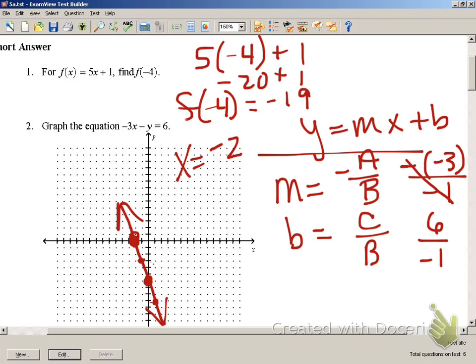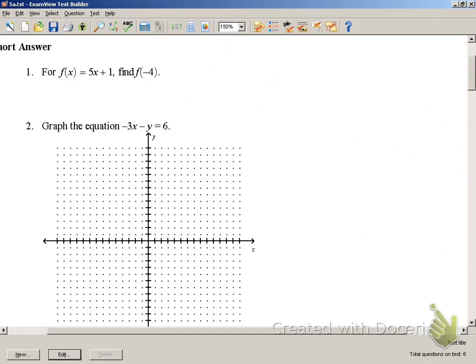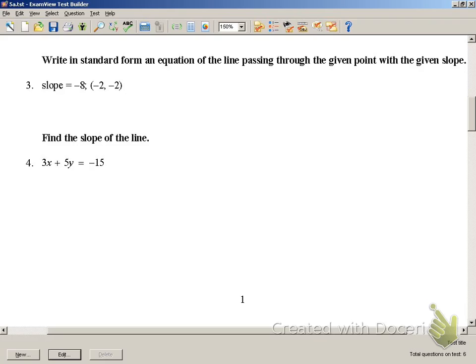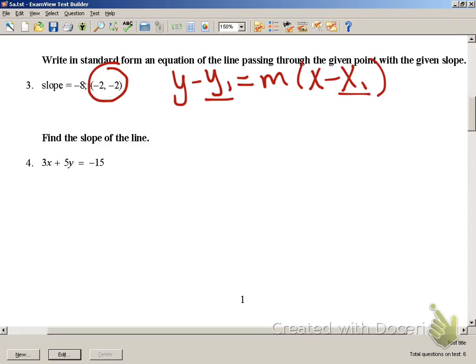Question number 3. And let's look at 4 at the same time. Number 3, it says write in standard form an equation of a line passing through the given point with the given slope. So we have a slope and we have a point. So first of all, we're going to start off in point-slope form, which is y minus y1 equals m times x minus x1. Where y1 and x1, those are the values of my point, ordered pair. And then I have a slope, which would be m.